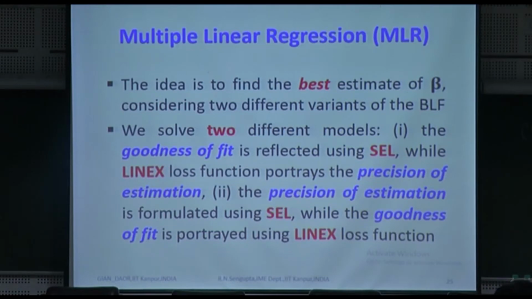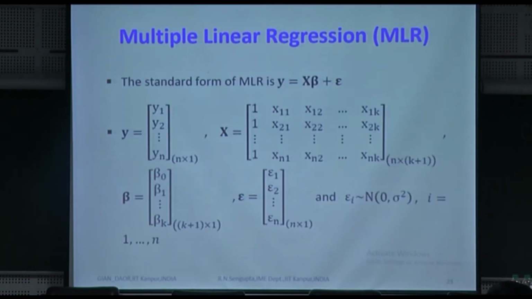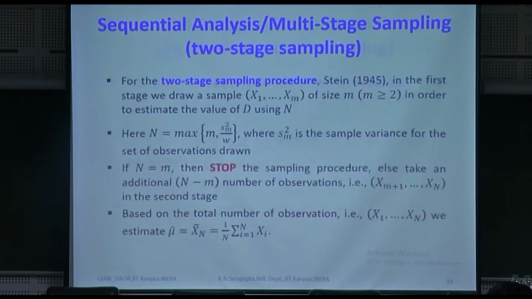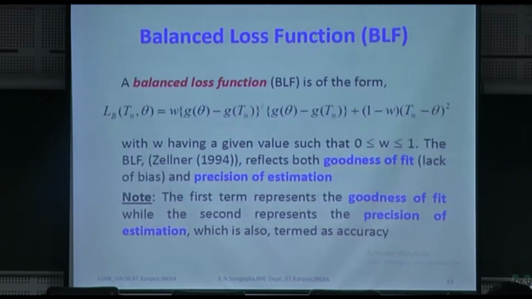Now in the first, if you remember, in this loss function which we had, I'll go back to the balance loss function. So what we are doing is like this. In the goodness of fit and precision of estimation, we interchange the losses. In the first case, we take the goodness of fit as ordinary least square and the precision of estimation as Linex loss. And in the other case, we swap the errors.